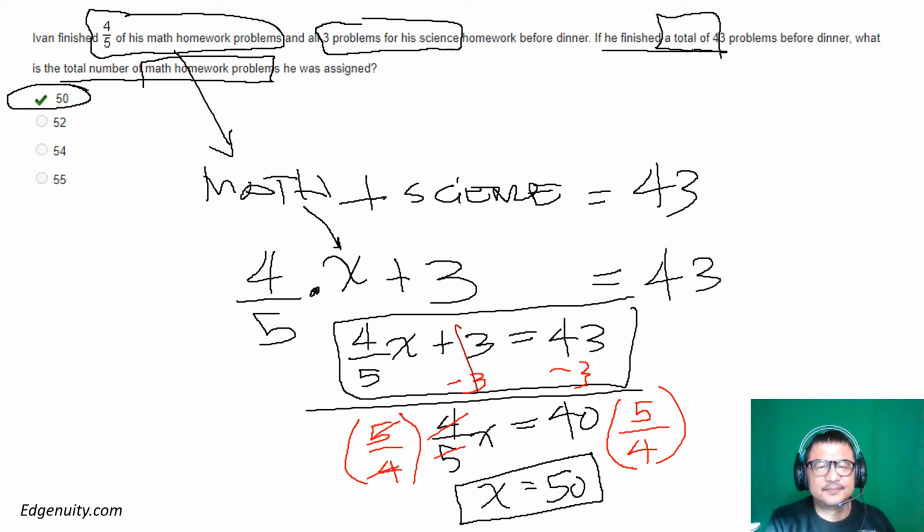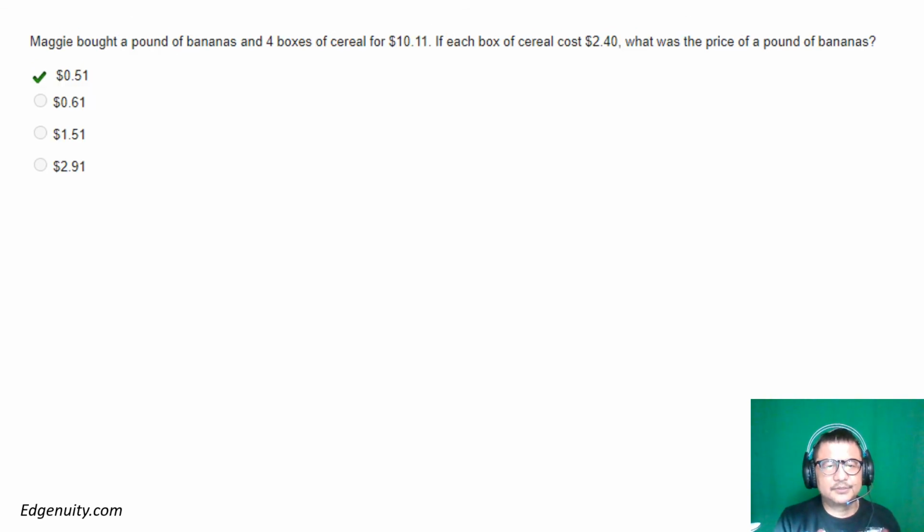Okay, so next, last problem. Okay, so for this last problem, let's read it first. Maggie bought a pound of bananas, just 1 pound, and 4 boxes of cereal, and the total cost is $10.11. If each box of cereal costs $2.40, what was the price of just that 1 pound of banana?